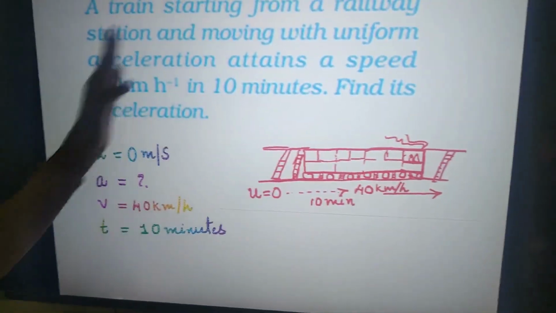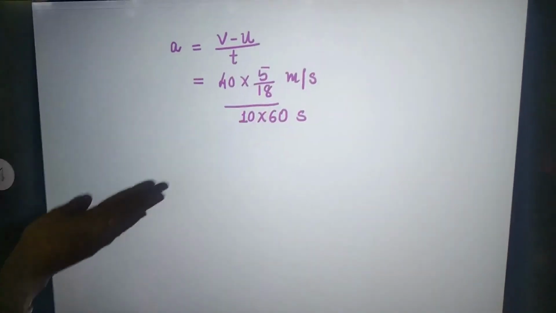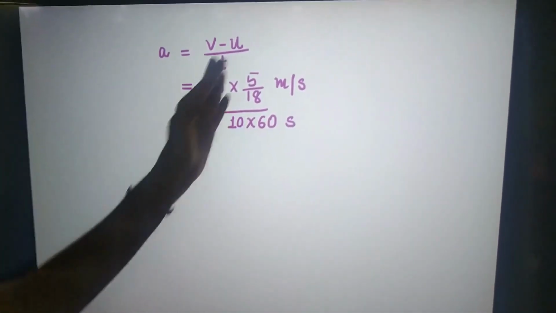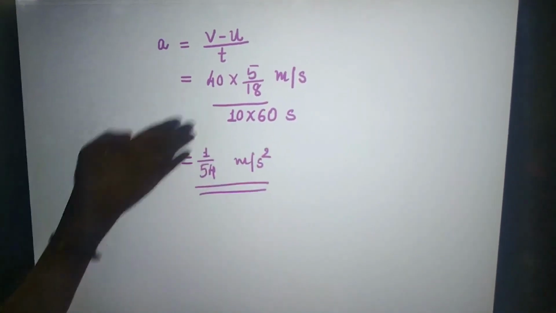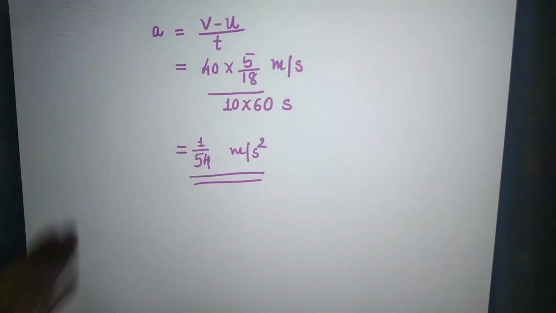In the figure it is labeled, the same thing only. Given quantities are written, so you have the equation for acceleration here. Multiply by 5 by 18 for the conversion of kilometer per hour to meter per second. Simplify, and you'll get 1 by 54 meter per second square. This is all you can understand, okay?